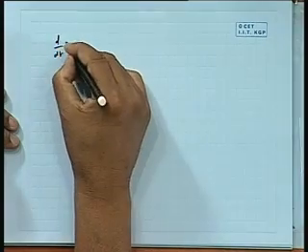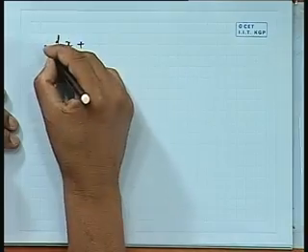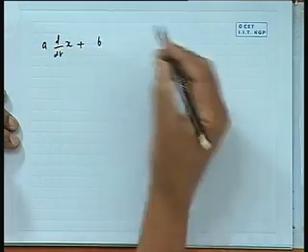Now, you look at an equation something like this, you know, that d by dt of x plus some a of d by dt plus b equal to 0.